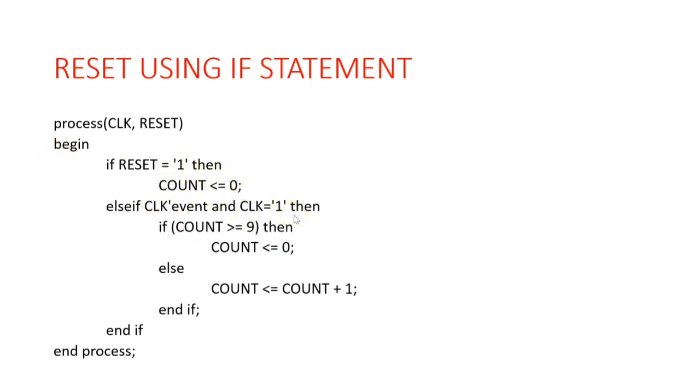Else, if clock'event and clock equal to 1, that is, based on the clock ticking, for every clock cycle the count is incremented. Till which value will the count increment? Till 9. If count is greater than or equal to 9, the count is again reset to the original or initial value. Else, the count is incremented by one based on the clock. End if, end process.